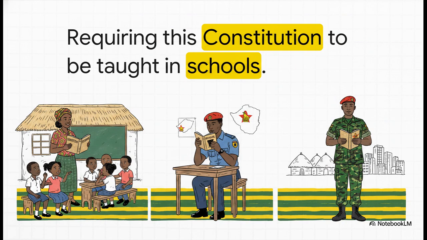It even has to be taught in our local schools, so our kids grow up really understanding their rights and the strong foundation of our home. It also has to be taught in training for our police and military, because at the end of the day, education is the absolute key to protecting our family rules.